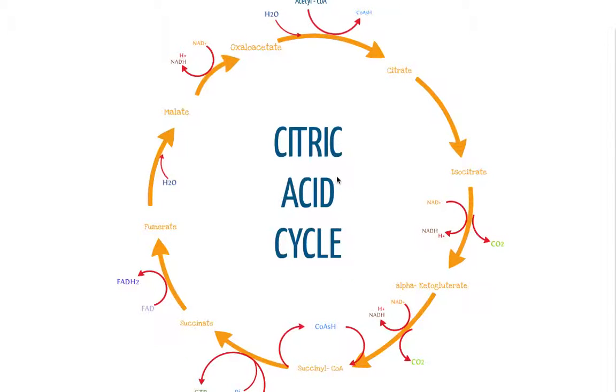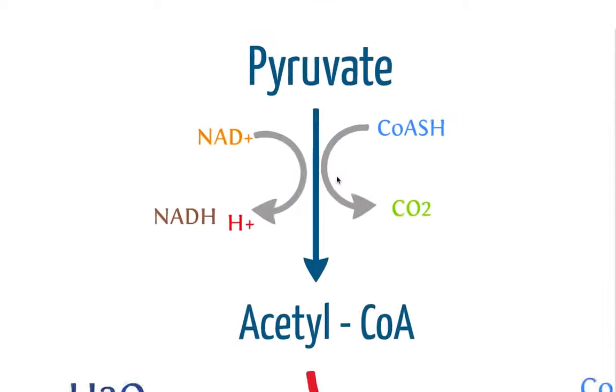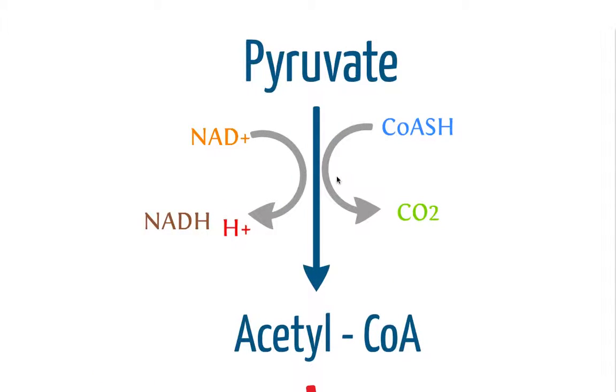This video is about the citric acid cycle. We're going to start out with pyruvate. And so pyruvate comes from glycolysis and diffuses into the mitochondria from the cytoplasm.